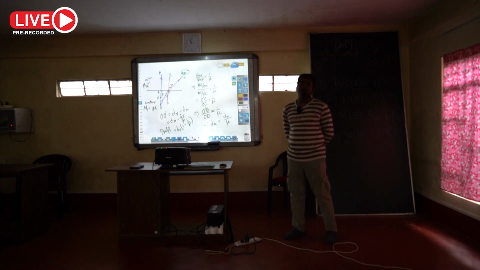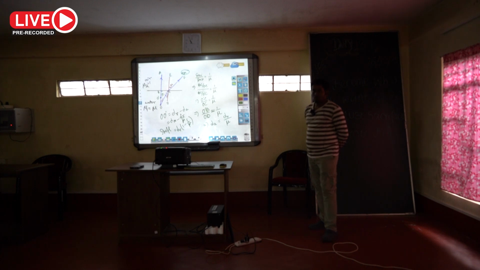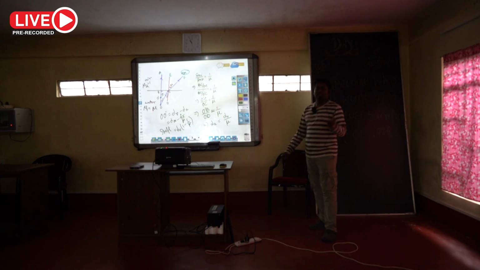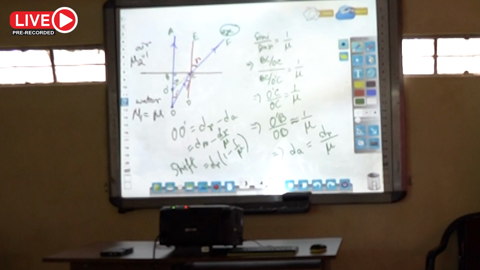That means if the object is in a denser medium and you are looking from the air medium outside, that is a rarer medium, it always appears that the object is shifted up. So real depth is greater, apparent depth is smaller. But the reverse phenomenon can also occur.